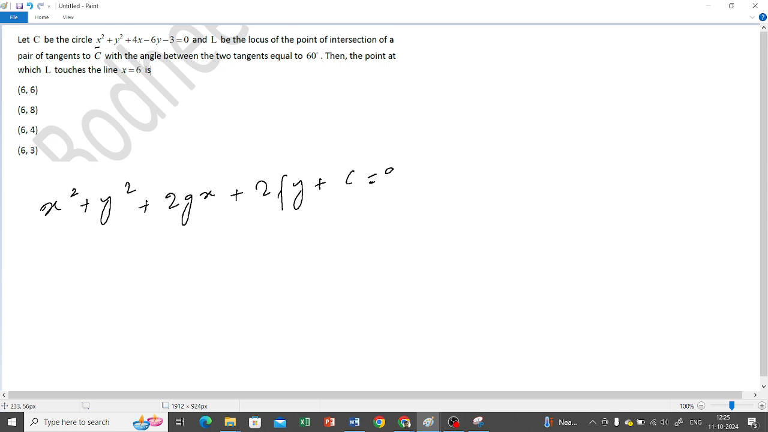So now if I compare it with this equation, x square plus y square plus 4x minus 6y minus 3 is equals to 0.